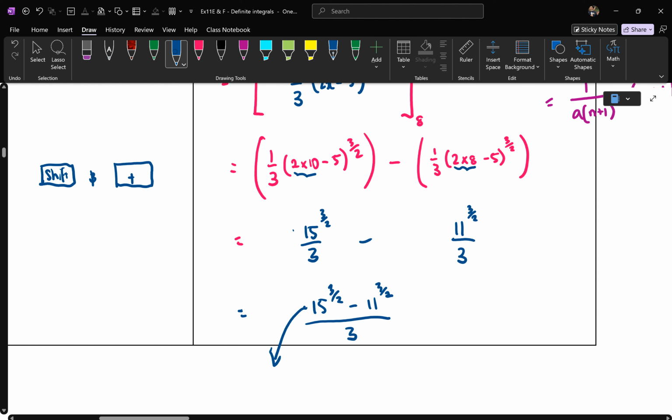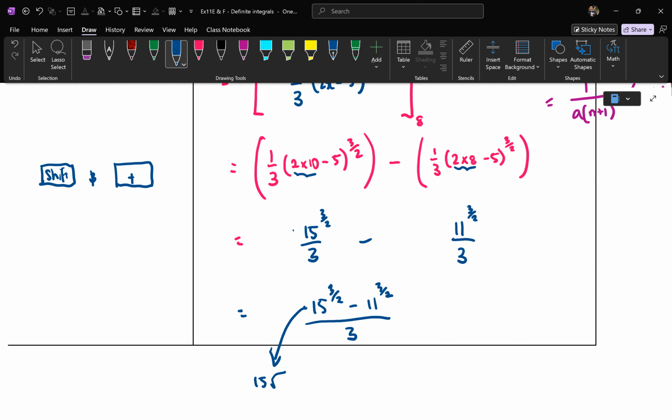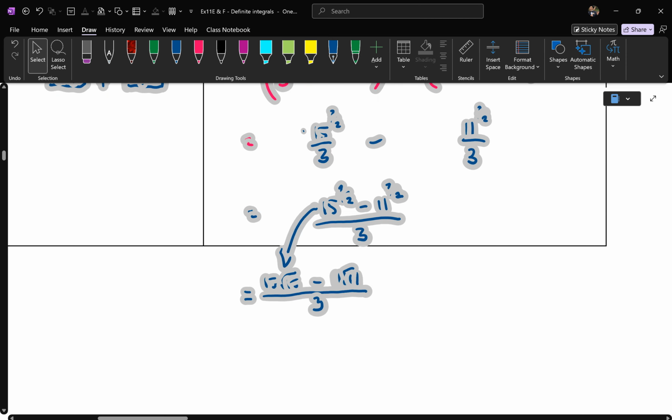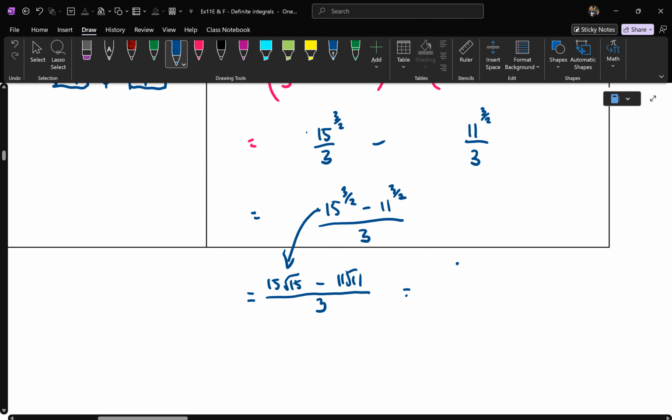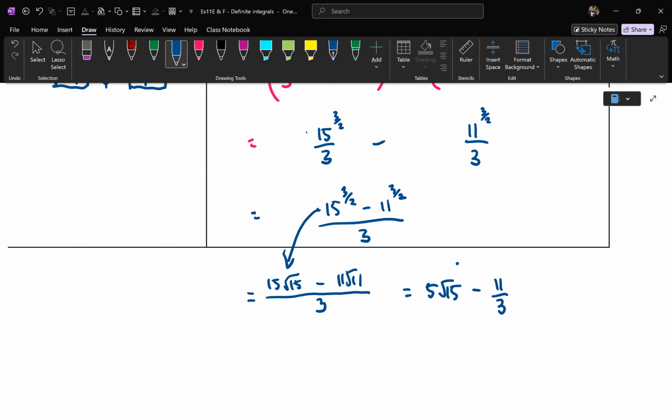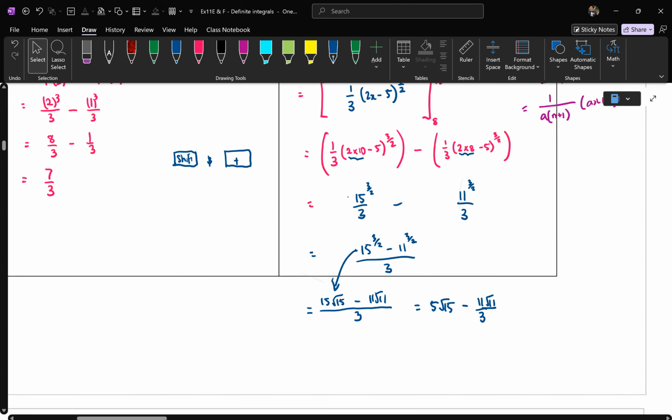Like Pat said, that's the same thing as saying 15 times root 15 minus 11 times root 11. And I don't think you can simplify root 15 any further. Oh, the 3 and the 15 maybe? So that becomes 5 root 15 minus 11 root 11 on 3, something like that. Regardless, they all seem the same version of each other, so probably just change the decimals one or the other. Okay. So far, so good.